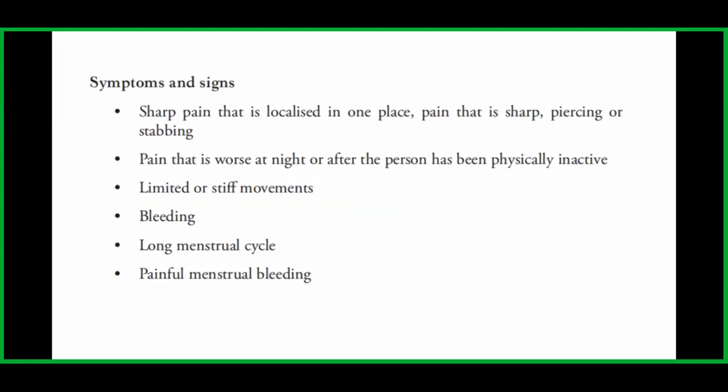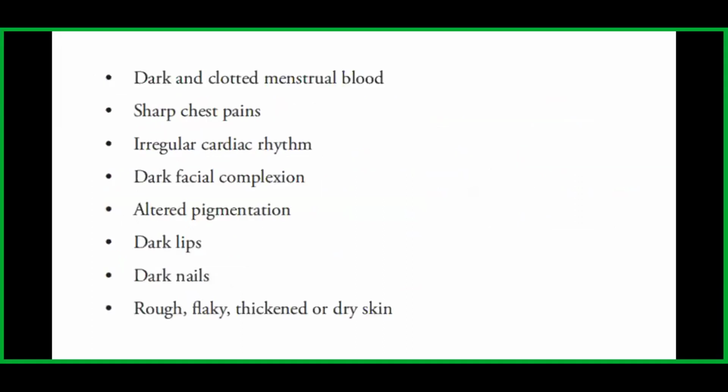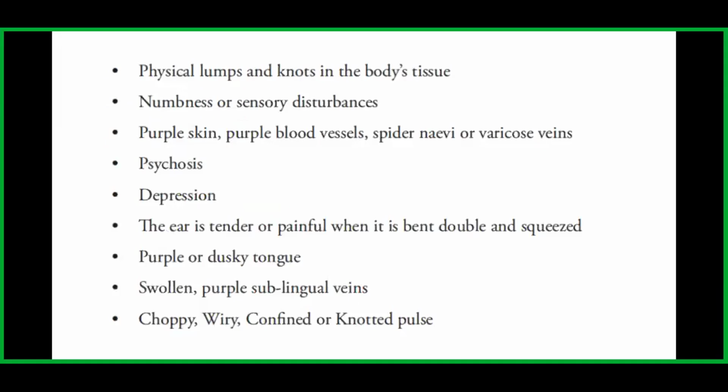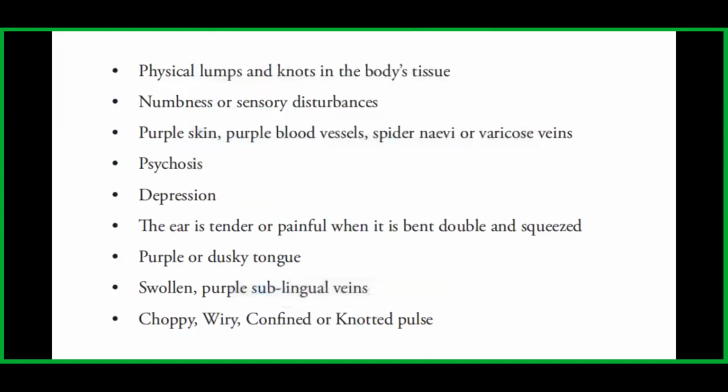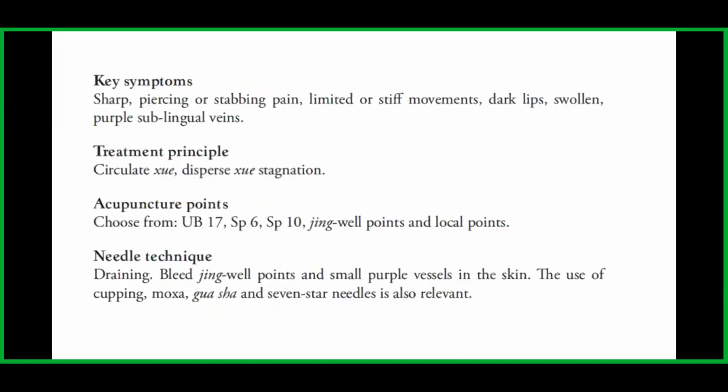long menstrual cycle, painful menstrual bleeding, dark and clotted menstrual blood, sharp chest pains, irregular cardiac rhythm, dark facial complexion, altered pigmentation, dark lips, dark nails, rough and flaky, thickened or dry skin, physical lumps and knots in the body's tissue, numbness or sensory disturbances, purple skin, purple blood vessels, depression, and the ear is tender or painful when it is bent, doubled, and squeezed. Purple or dusky tongue, swollen purple sublingual veins, choppy, wiry, and confined or knotted pulse.